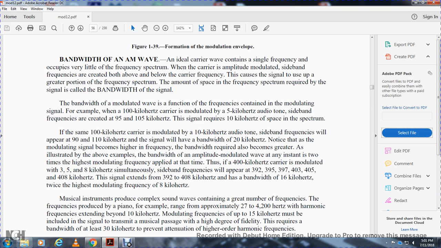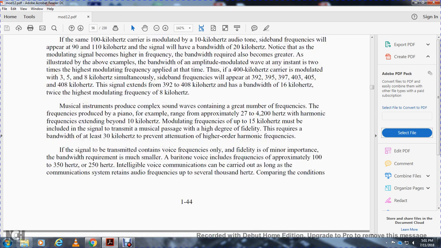As illustrated in the example, the bandwidth of the amplitude modulated wave is two times the highest modulating frequency applied at the time. If a 400 kilohertz carrier is modulated by 3, 5, and 8 kilohertz simultaneously, sidebands will appear at 392, 395, 397, 403, 405, and 408 kilohertz. The signal extends from 392 to 408 and has a bandwidth of 16 kilohertz, twice as high as the highest modulating frequency of 8 kilohertz.